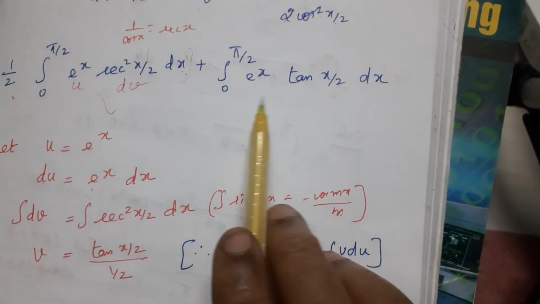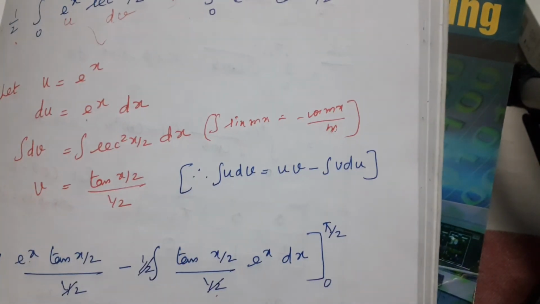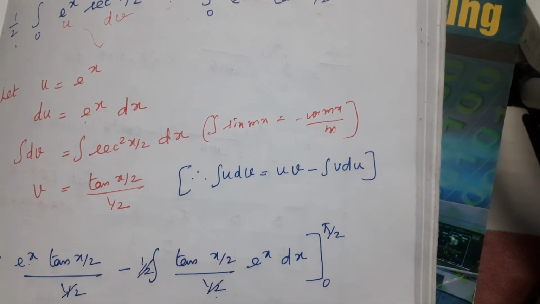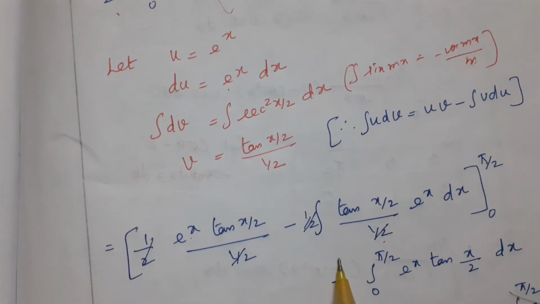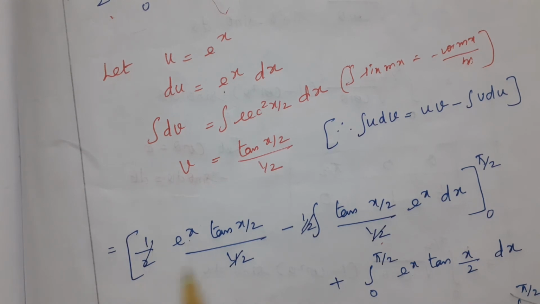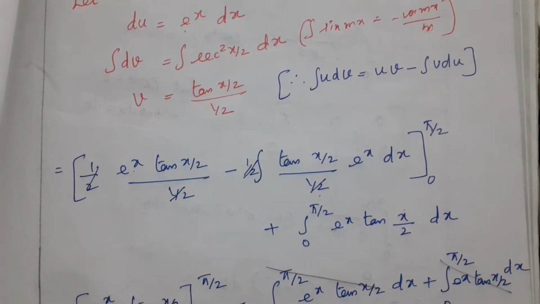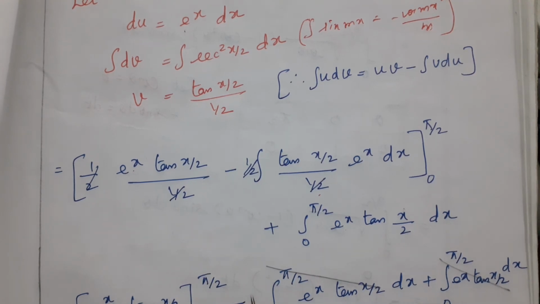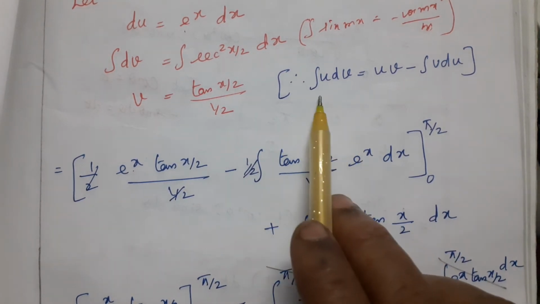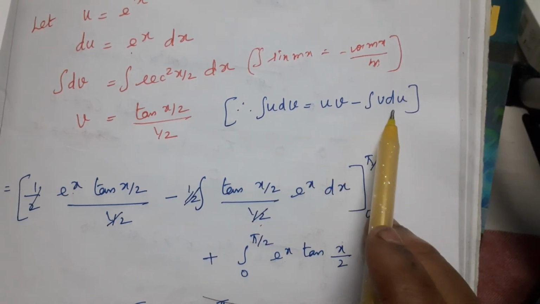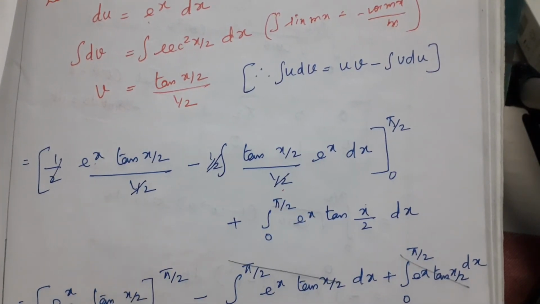What is the second integration? Integral from 0 to pi by 2 of e power x tan x by 2 into dx. Now first I am integrating the first one only, so 1 by 2 cancelled. After that we get e power x tan x by 2 from 0 to pi by 2 minus integral of, because what is the formula? u dv equal to uv minus integral of v du. So the first one is uv only, and after integrating you substitute the limit.